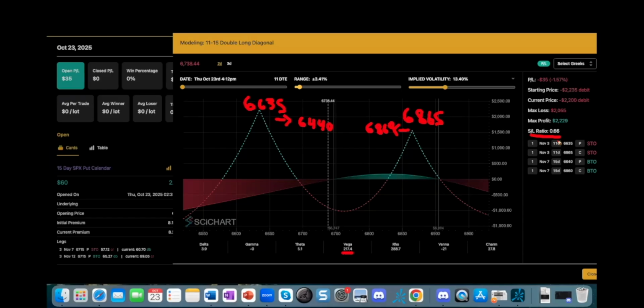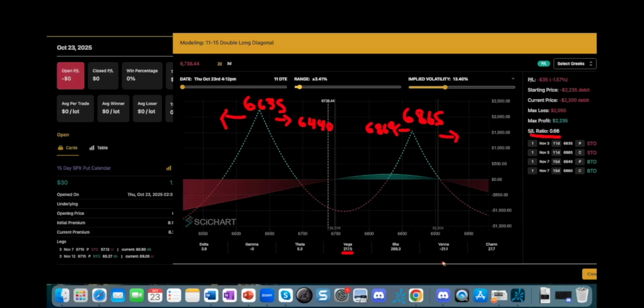So that's a double long diagonal. And I like that versus a double calendar or a double diagonal. In a double diagonal, your longs are further out of the money versus your shorts, so that would be an outside diagonal. And in a double calendar, your longs are the same strike as your shorts. In a couple of instances, I like the double long diagonal over the double calendar or the double diagonal.